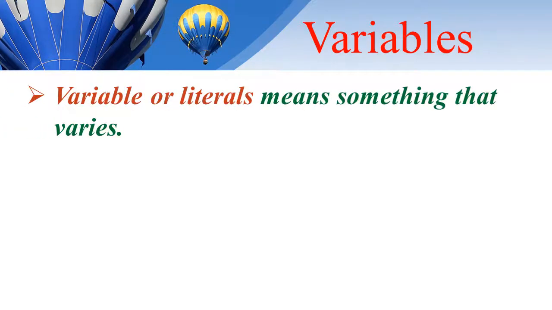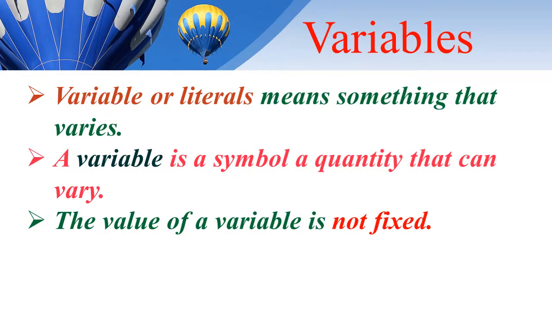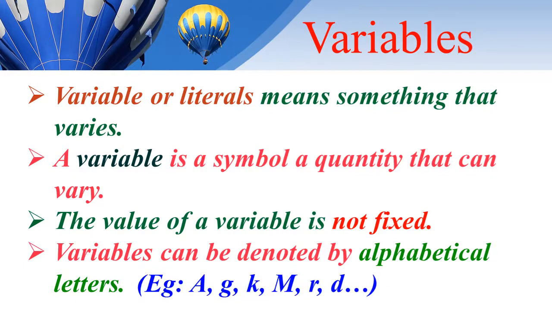Next, let us see what variables are. Variable or literal means something that varies. A variable is a symbol, a quantity that can vary. The value of a variable is not fixed. We can simply say that variables can be denoted by alphabetical letters, for example A, G, K, M or D, etc.